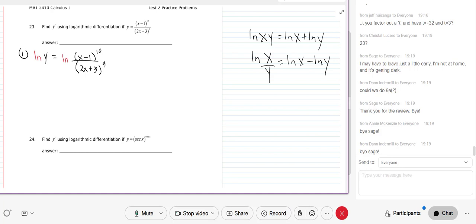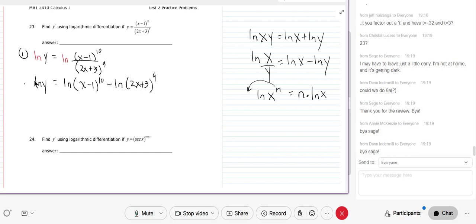So what you do is you just bring this down. This would be ln y, and you would write this as ln of x minus 1 to the 10th minus ln of 2x plus 3 to the 9th. Okay, you're doing this to make the derivative simpler. The other rule that you learn in college algebra is if you have ln of x to the n, then that n can come down in front of the logarithm.